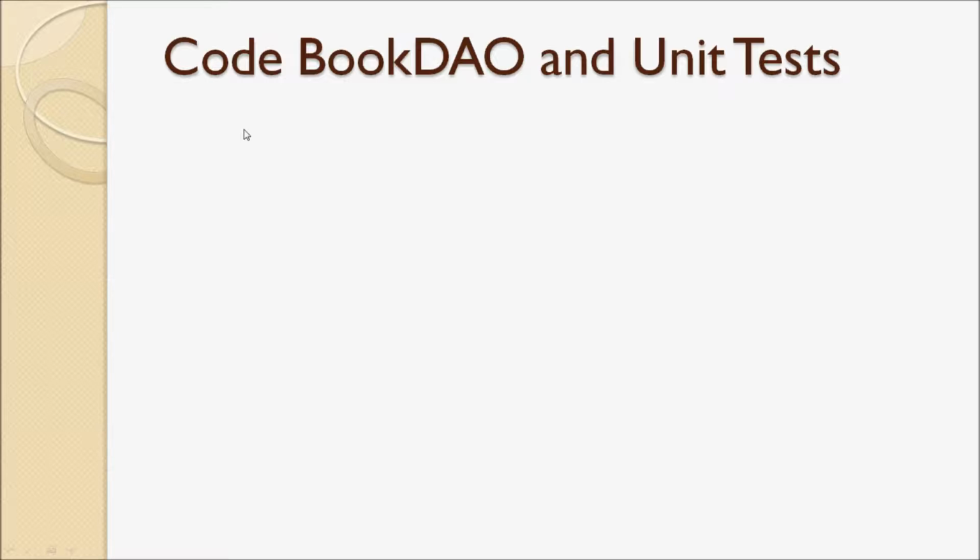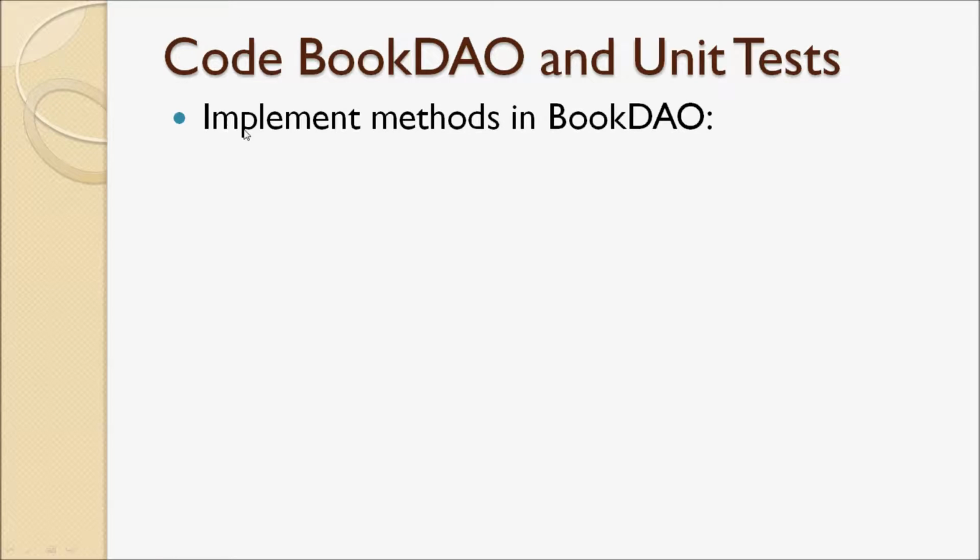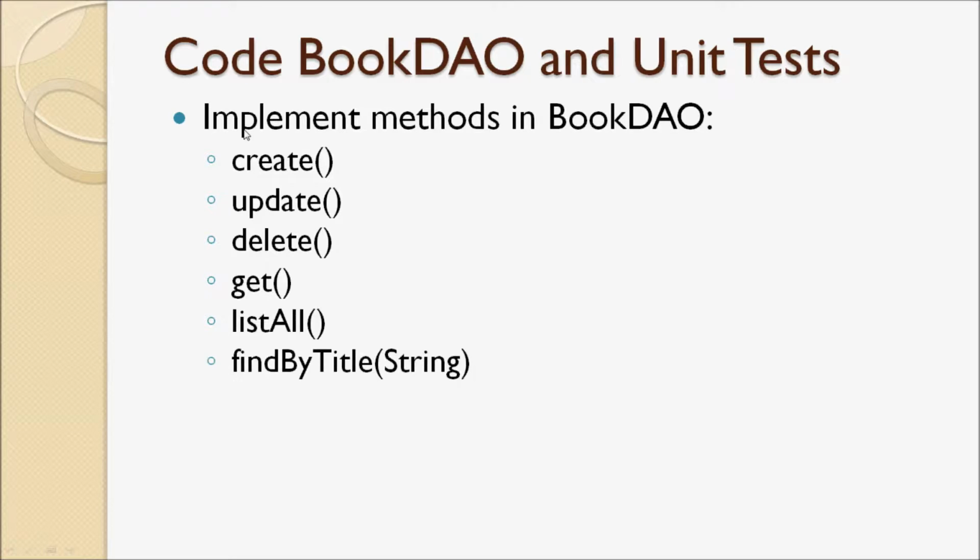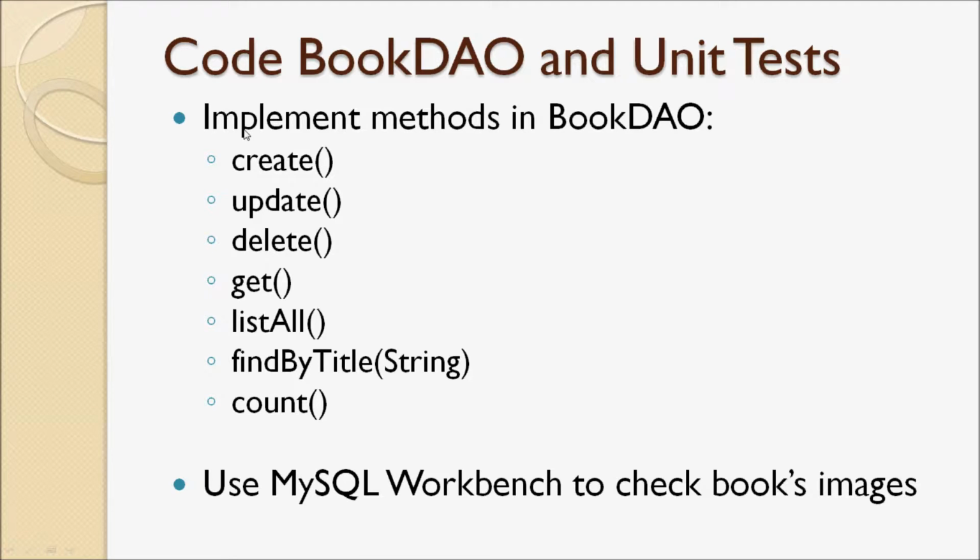Now let's write code for the book DAO class and unit test. In this video, we are going to implement the following methods for the book DAO class: create, update, delete, get, list all, find by title, count.